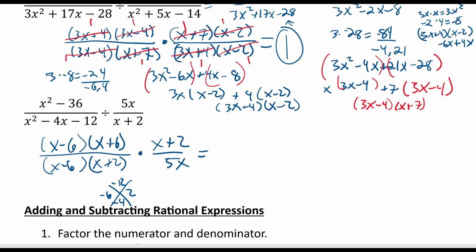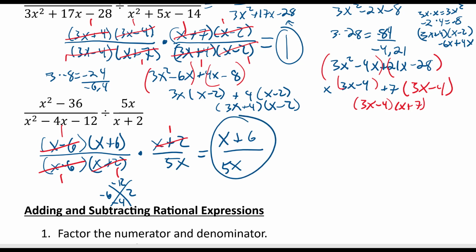So the x minus 6's go away. The x plus 2's go away. Now what do we have left? x plus 6 over 5x, excuse me. Okay, that'll do it for dividing rational expressions.